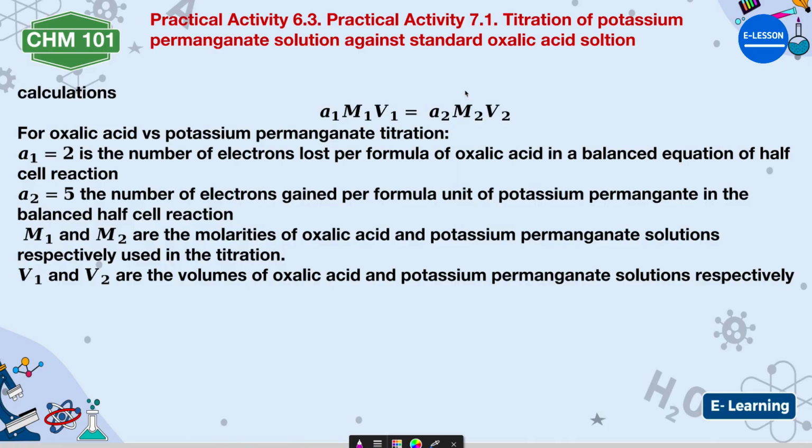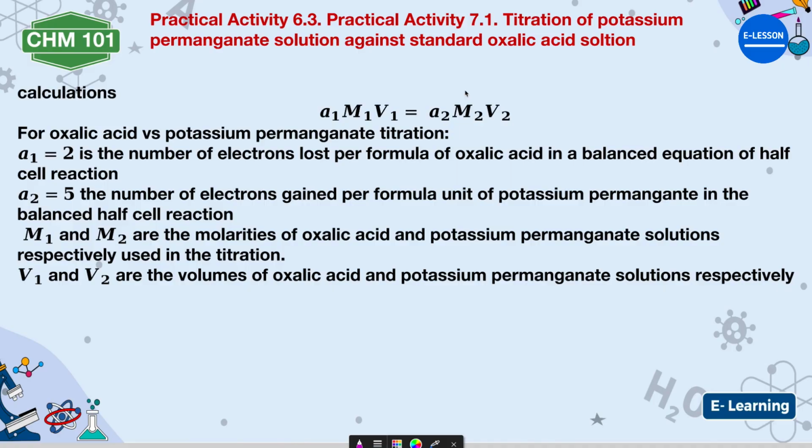Now, my dear student, there's something that you need to know. When we come to oxidation reduction reaction, there are actually two reactions present there. We have the oxidation half reaction, and then we have the reduction half reaction. Is that okay? Now, the number of electrons lost per formula of oxalic acid in the balanced half equation is A1, which is equal to 2.